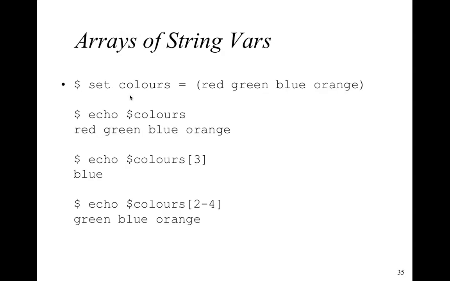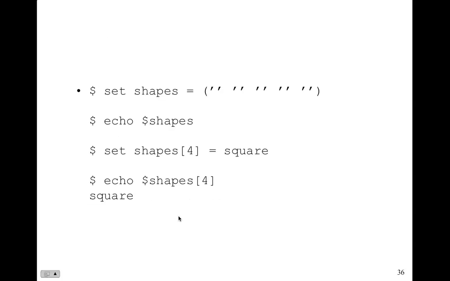We do have arrays, so we have arrays of string variables. Set colors, it's spelled incorrectly, but we have red, green, blue, and orange. Echo colors: red, green, blue, and orange. Echo colors 3: blue. Echo colors 3, 2, 4. If you were here for the Perl lecture, very Perl-like, actually. But Perl came second, so this was the originator. That's a bullet marking, so don't ignore that.